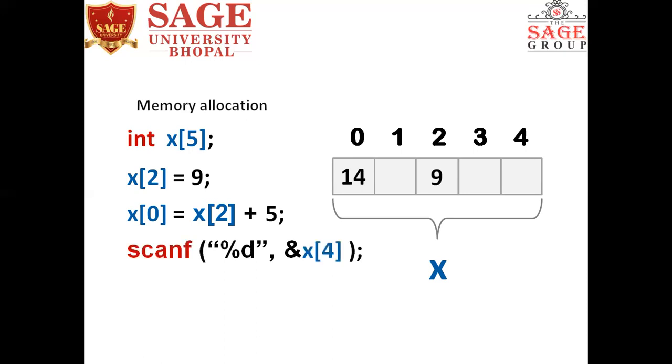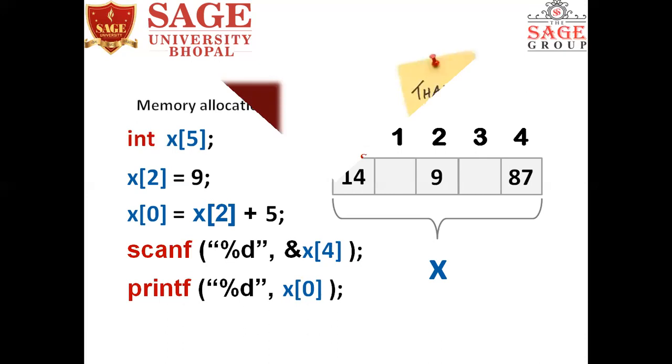Suppose now you want to scan the value stored in the x[4] location, so you have to use scanf. %d is used because the array is integer type and you can take the value for the x[4] location by using &x[4]. Now suppose you want to print the value stored at the 0 location, what will you do? You will just write printf, %d is used for the integer type. And now, if you want to print the value stored at the 0 location, then you have to write x[0]. Fine. So this is the concept of array.